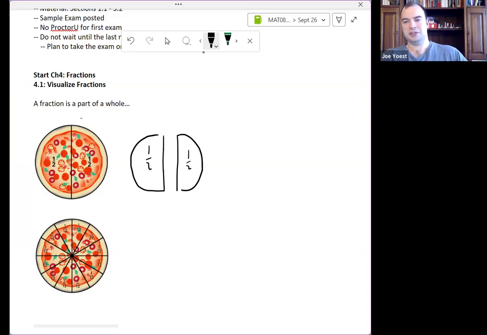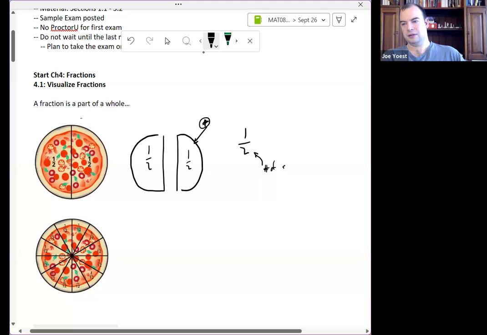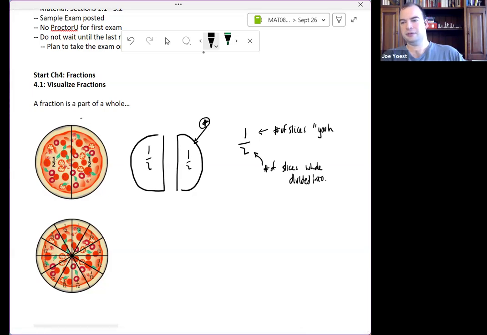So what does this fraction signify? One half, say for instance, this slice of pizza. The denominator 2 signifies the number of slices the whole is divided into, and the number 1 signifies the number of slices, let's just say, that you have.